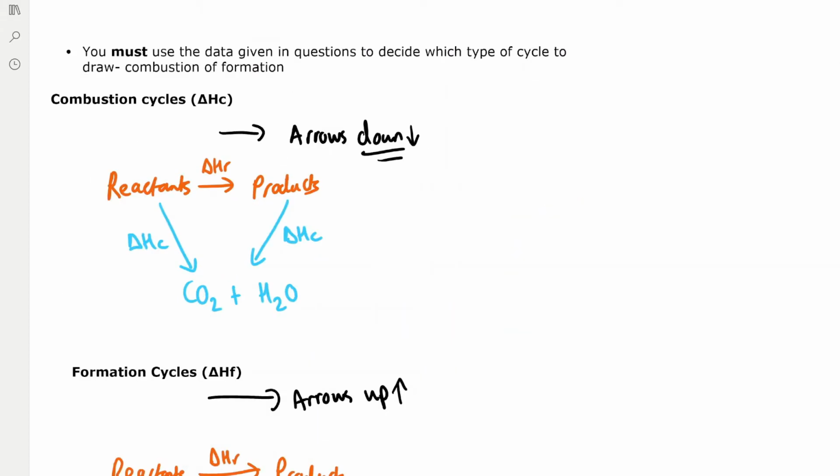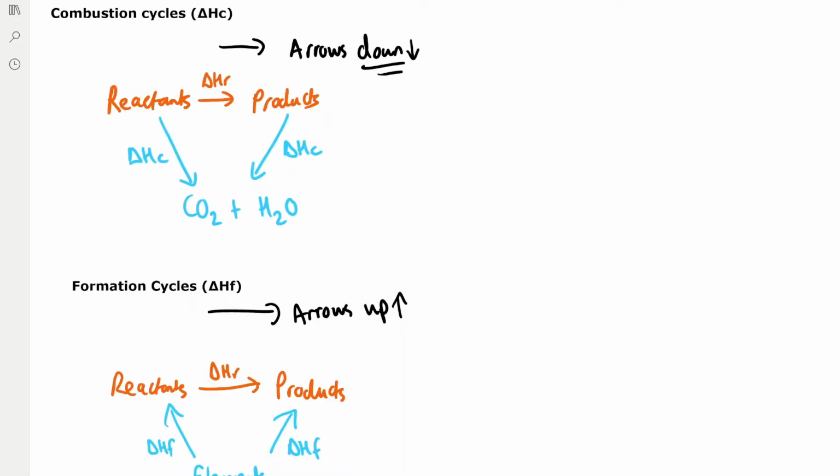When you're drawing Hess cycles, you must use the data given in the questions to help you decide which type of cycle to draw. There are 2 types, combustion or formation. Combustion cycles look like this, with the arrows facing downwards, and carbon dioxide and H2O at the bottom of the cycle. From the reactants to the products, you have the enthalpy change of reaction, and then from the reactants and the products to the carbon dioxide and water, you have the enthalpy changes of combustion values, which will be given to you in the question.